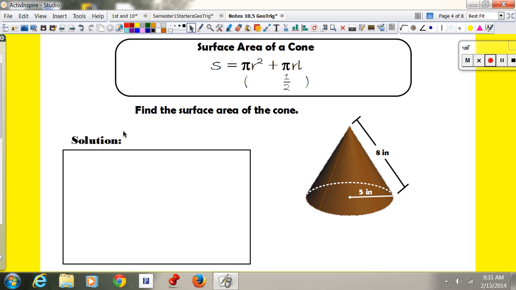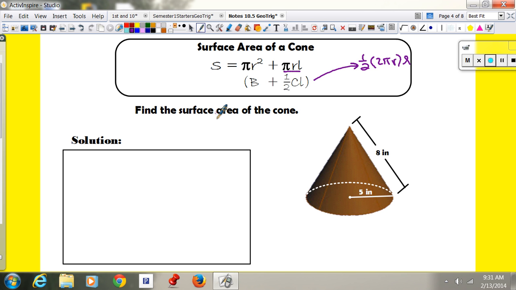Pi r squared plus pi rl. And really what that is, it's the same formula we just used. It's one base, isn't pi r squared a base? Area of a circle? The cone is going to have a circular base, always. And then pi rl is the lateral area. Let me rewrite that to show you this if we extended it out. It would be 1/2. Circumference is 2 pi r. And then you have L. Well, how come I shortened it to just pi rl? What did I do?